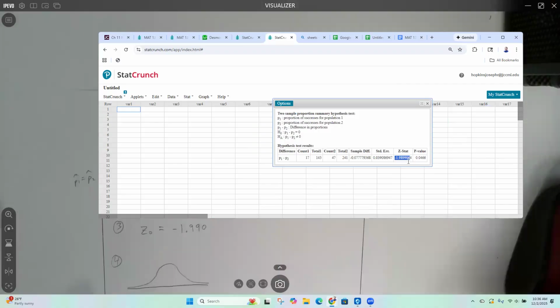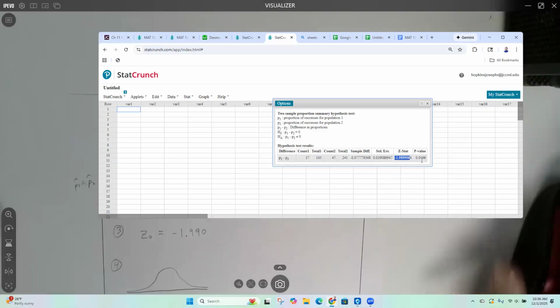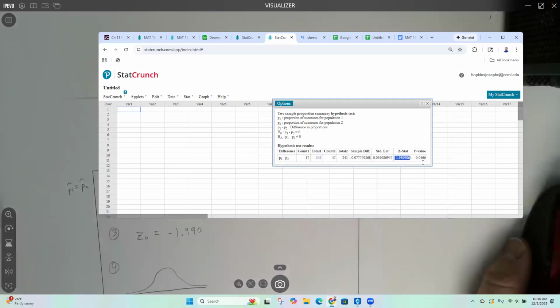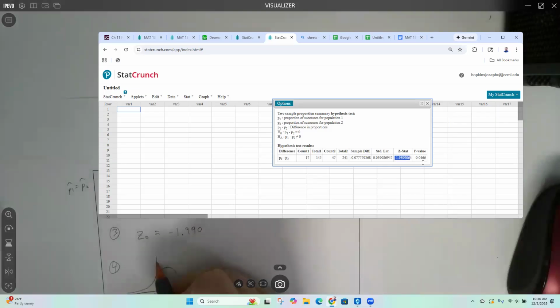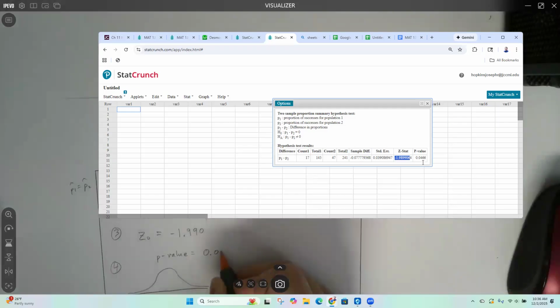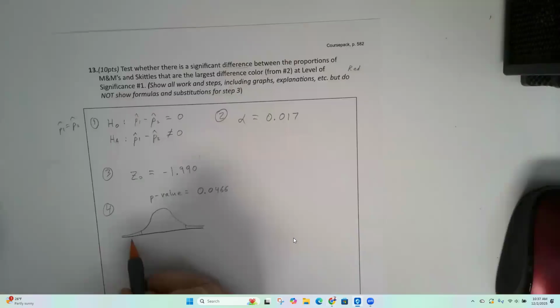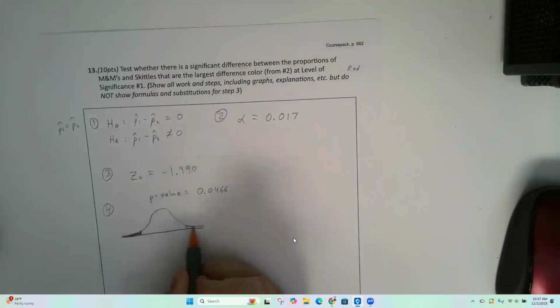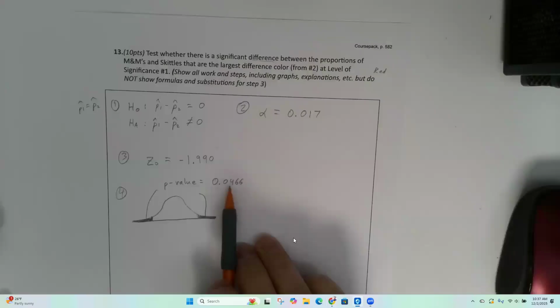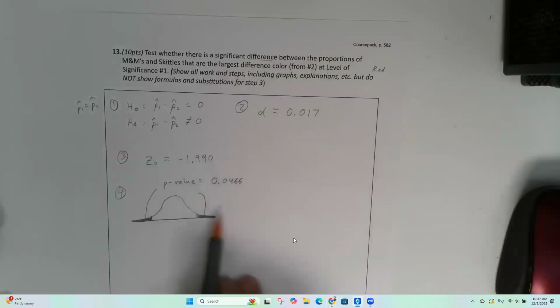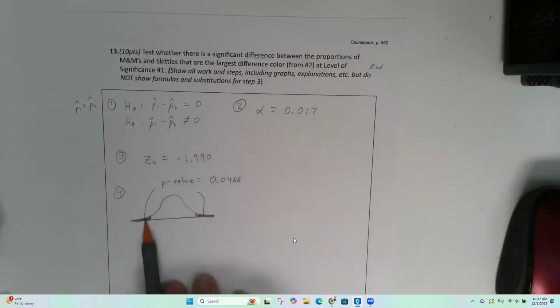So you'll remember that when your z value is close to 2, your p value is going to be close to 5%. And that's what mine is in this case. It's close to 5, 0.046. And it's a two-tail test, so I'm shading both sides of my curve. So these two values add up to 4.6%. This one's going to be 2.3, this one's going to be 2.3.